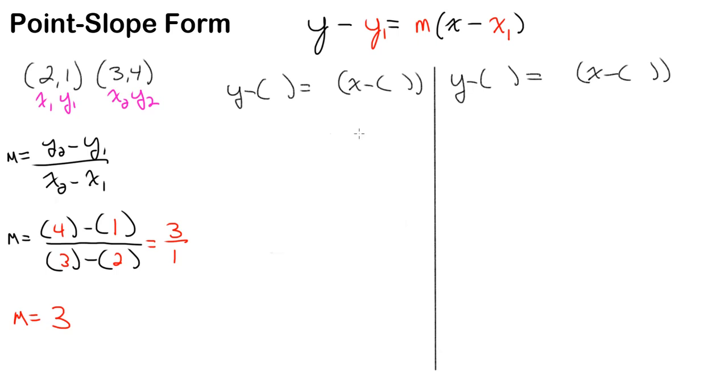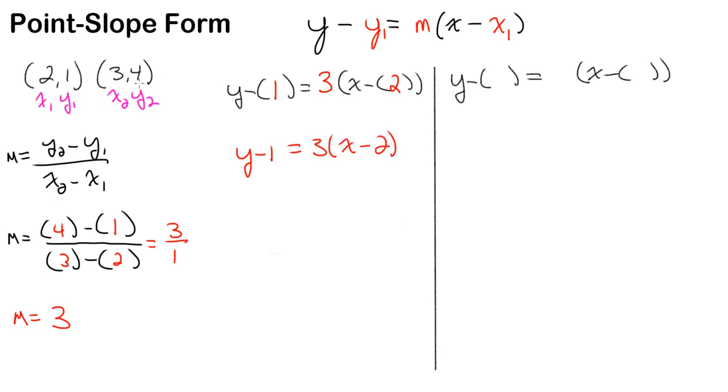Now the interesting thing about writing equations in point-slope form when you have 2 points is you could actually end up with 2 different equations. So let's go ahead and take the first point here. So our slope value is 3, our y value is 1, and our x value is 2. And let's simplify. Y minus 1 equals 3 times x minus 2.